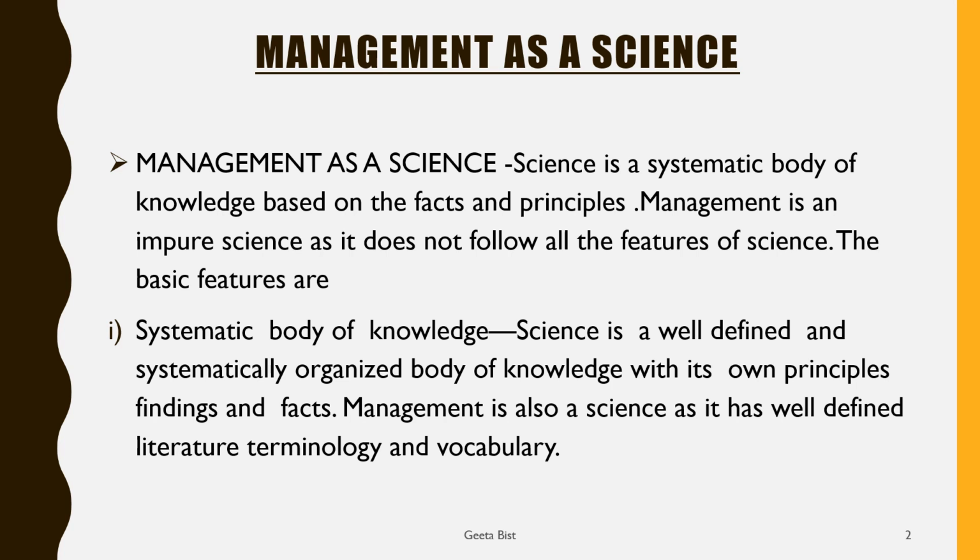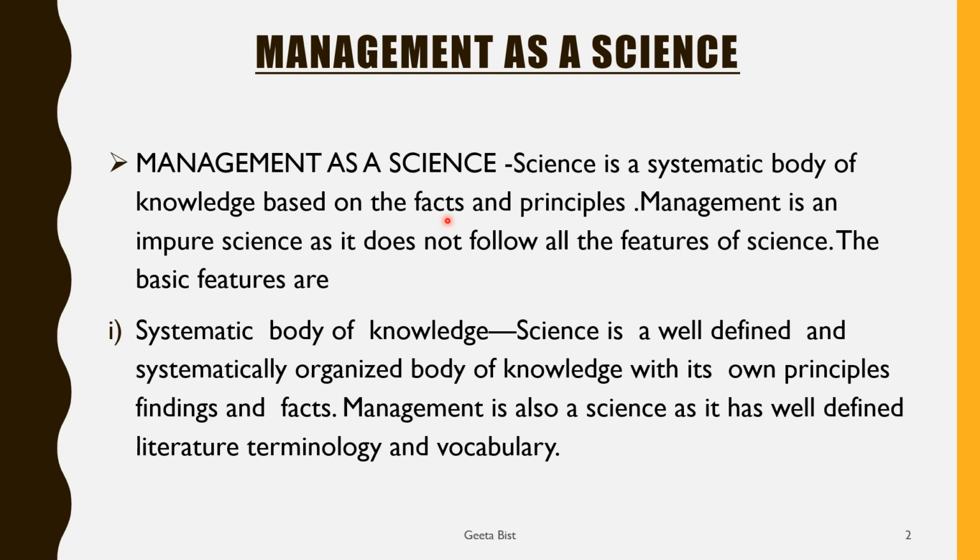When we talk about whether management is a science or not, we first need to know what the features of science are. So let's get into the understanding of this topic. Children, science is a systematic body of knowledge. That means it is based on facts and principles. For example, when you throw something up in the sky, it falls back on the ground. Why? Due to the law of gravity.